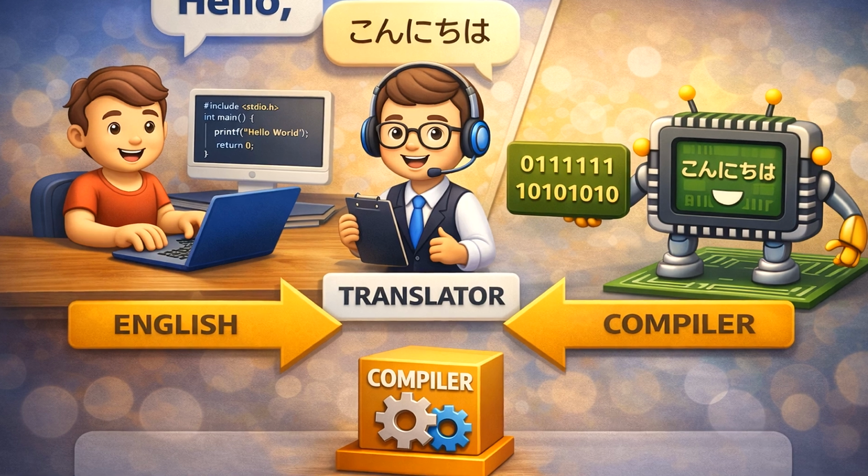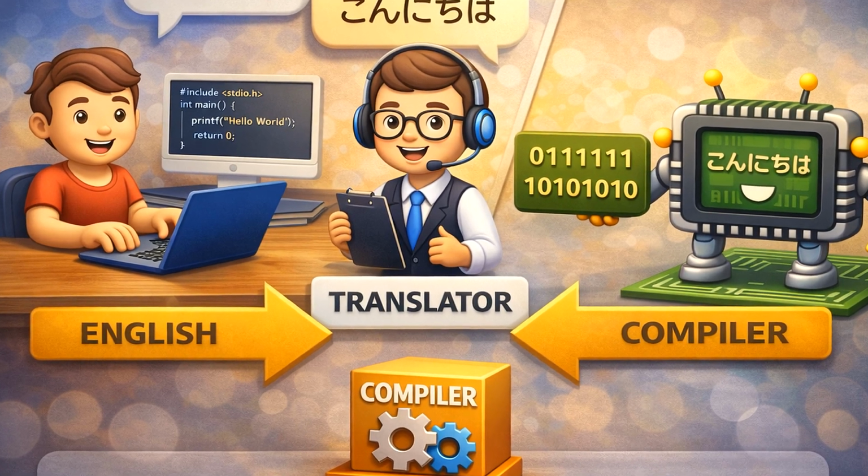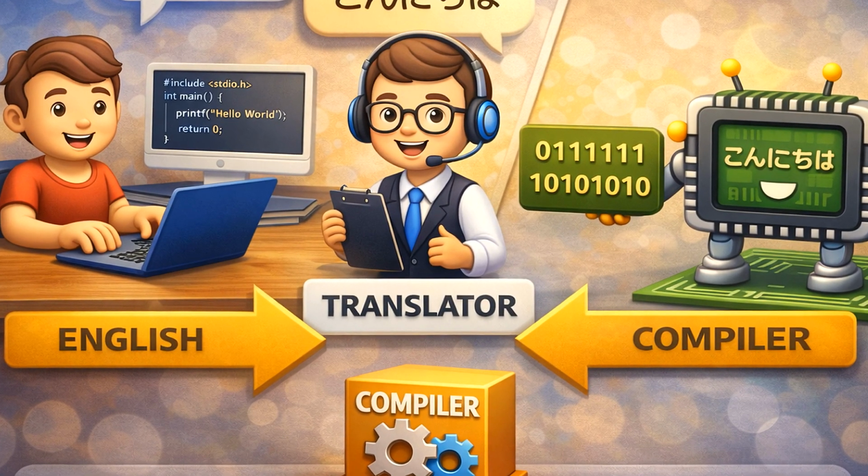Let's understand it with a simple analogy. Imagine you speak English, but another person understands only Japanese. Now if you want to send a message, you need a translator. The translator converts your English into Japanese so the other person can understand it. In the same way, the programmer writes in C. The hardware understands only machine language. The compiler acts as the translator. So the compiler is the bridge between the programmer and the processor.